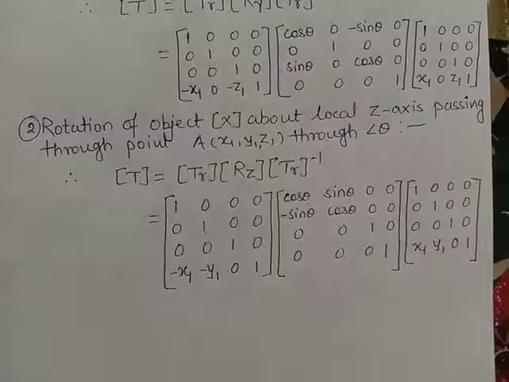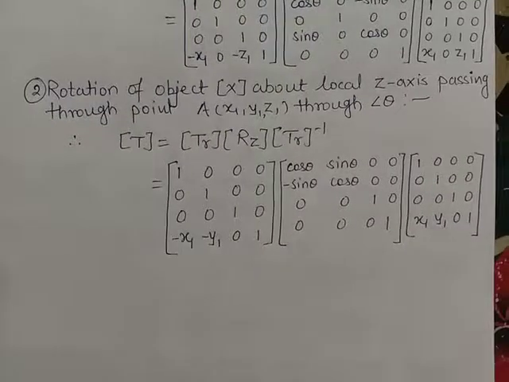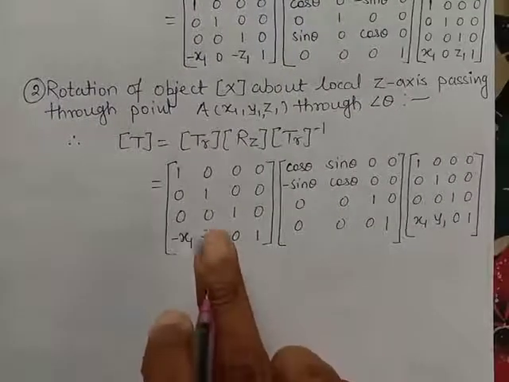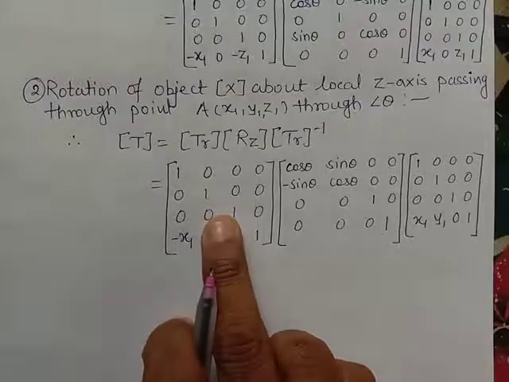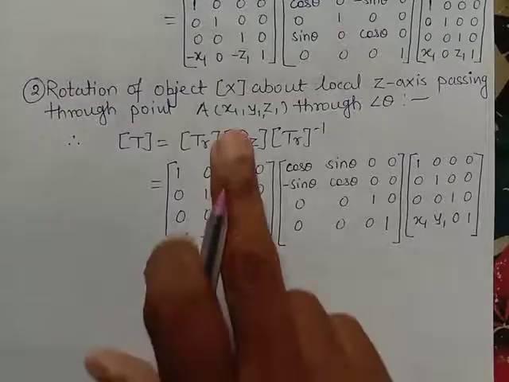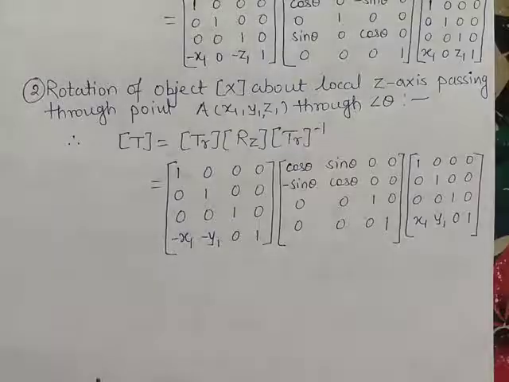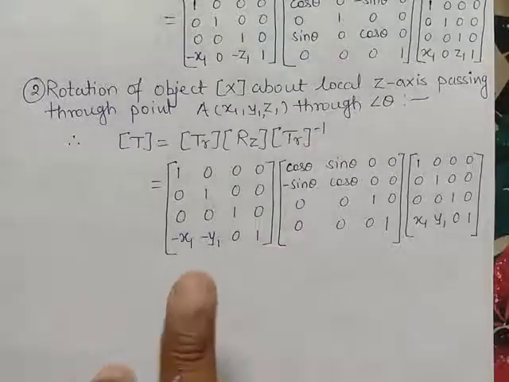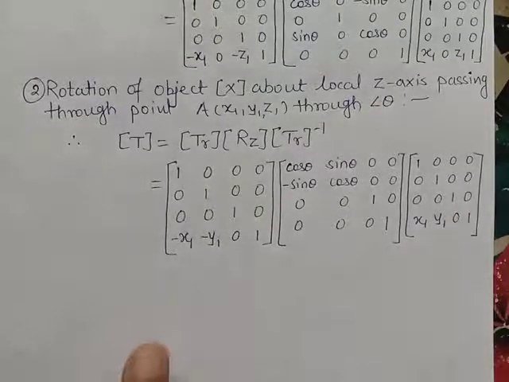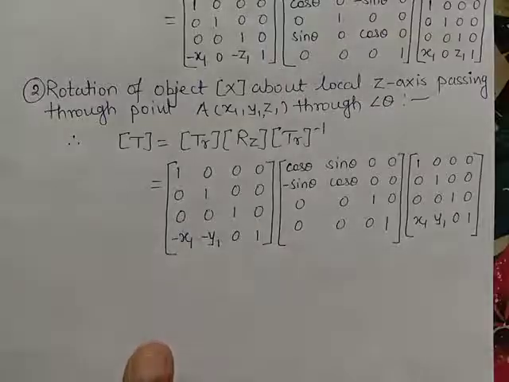Okay, so this is an algorithm, and once we get this concatenated transformation matrix, simply apply it on X. That will give us a new object, where the object is transformed by rotation. So this is the algorithm of rotation about an axis parallel to a coordinate axis. Now let me take one example here.